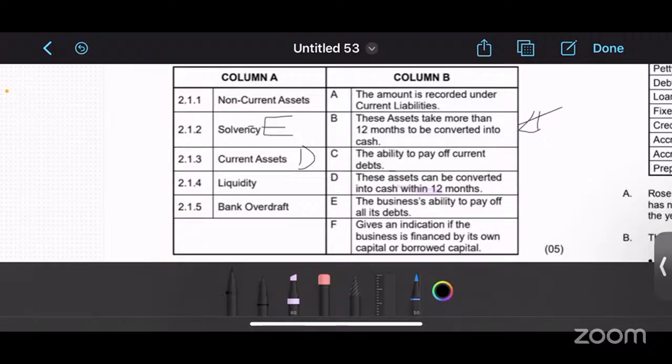So basically, an overdraft is when you're spending more than you have in your bank account, right? Yes. Which will simply mean that you owe the bank. So under the current liabilities, you're going to record that amount because that's how you record your liabilities there.